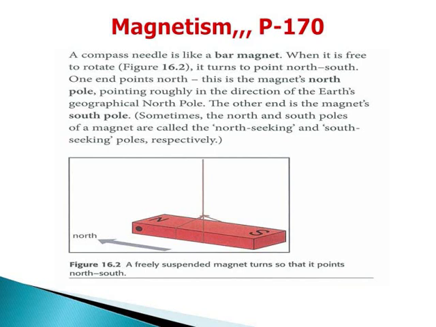So there are two poles. This one is the north one and this one is the south one. If the magnet is freely suspended, the two poles will lie like this, in the north-south direction. So a freely suspended magnet turns so that it points north-south.